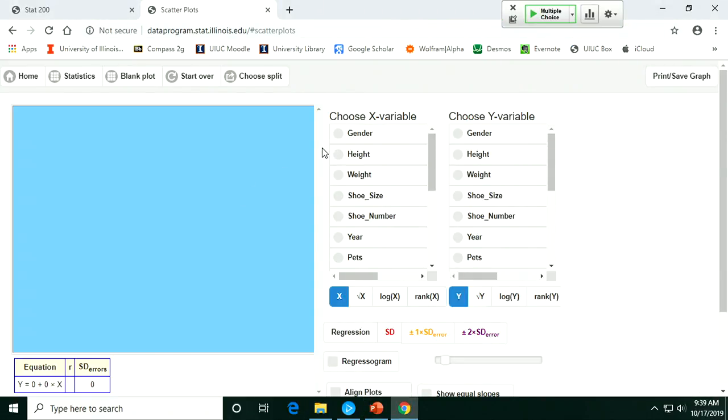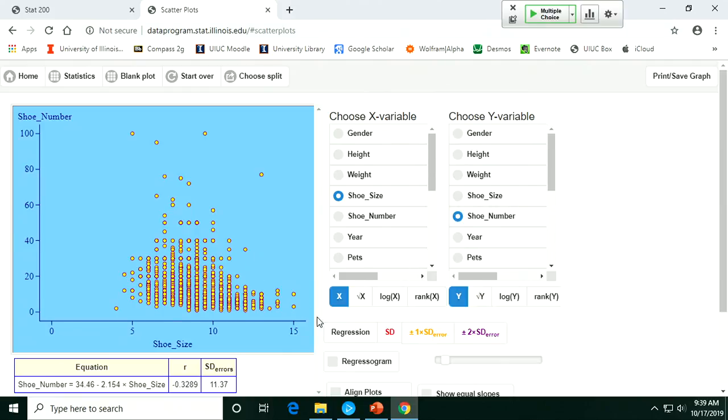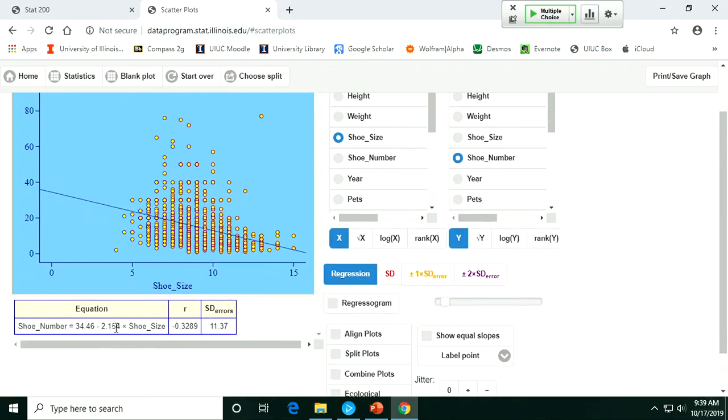So first of all, I want to show you shoe sizes on our X and shoe numbers on our Y. That's the data you see in front of you, and here's the regression line and the regression equation. If you look at this regression equation down here, and it's in your notebook too, what it's saying is that for each extra shoe size, people typically have 2.5 fewer pairs of shoes. That's a pretty strong effect, and a strong negative correlation.